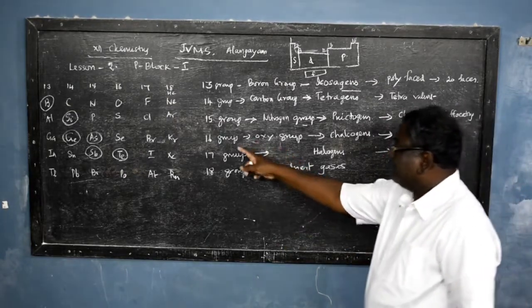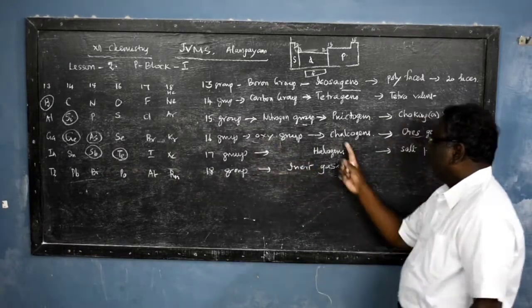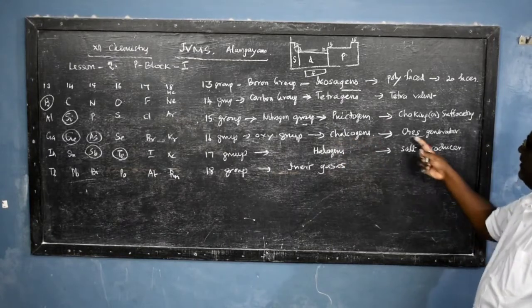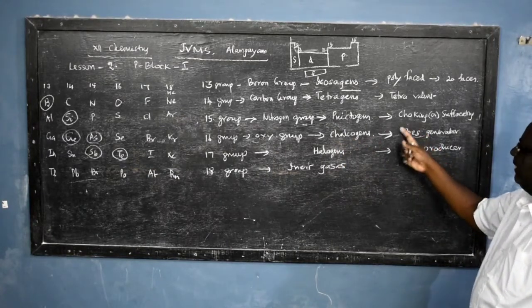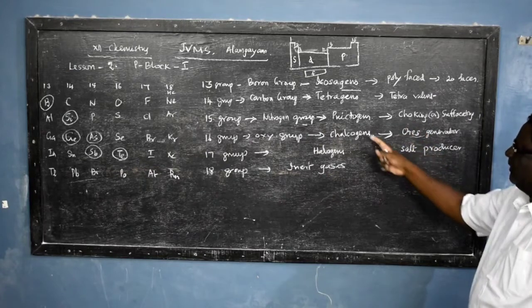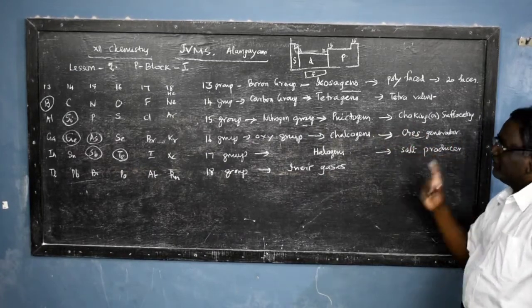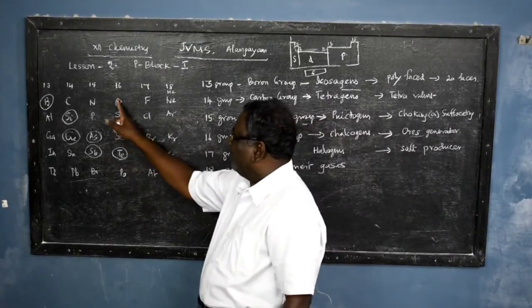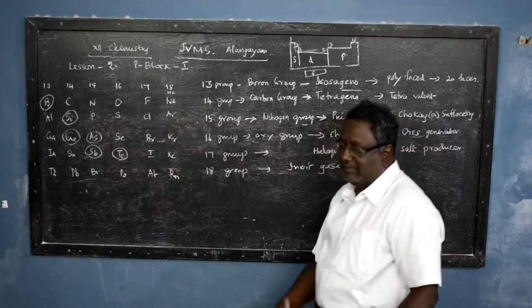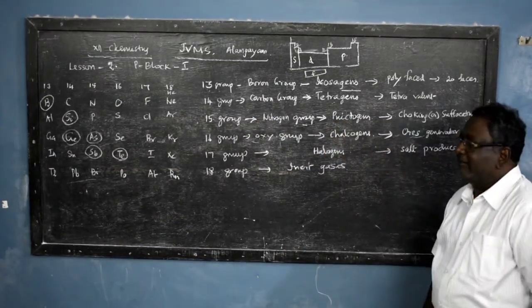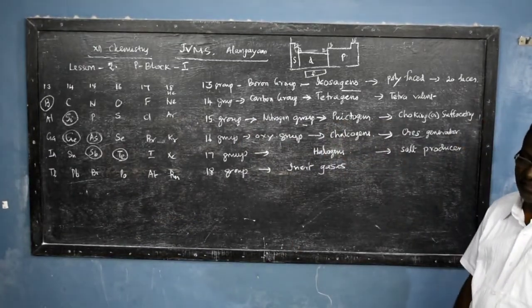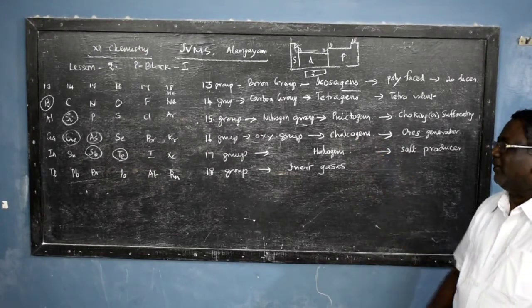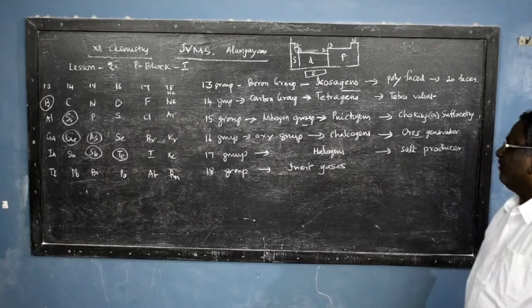Then 16th group of elements are called oxygen group. They are called as chalcogens. So what do you mean chalco? Chalco means they are the elements which are producing the ores. So ore generators, ore producers, because most of the ores in the metallurgy that we have taken are oxides and sulfides, right? The gravity separation method and the gravity concentration method and also the froth flotation method, we have used only oxide ores and sulfide ores, right?